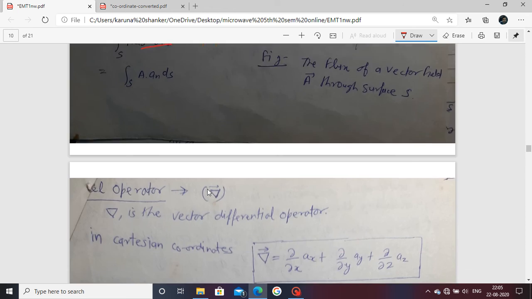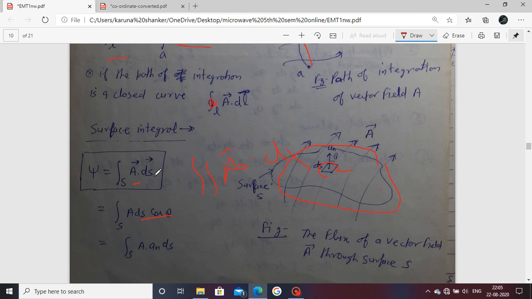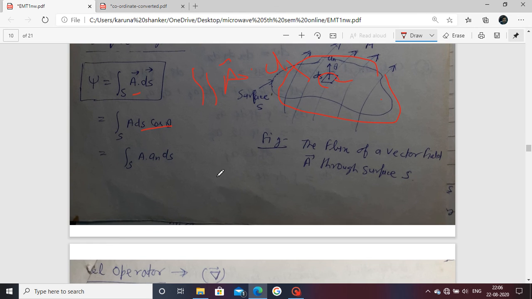In a similar way, the volume integral. You see here volume integration uses a triple integral symbol, A dot dv. If a triple integral is not used, you put only a single integral and a suffix v, as you used for the surface integral. This comes to the volume integral, A dot dv, volume integration.